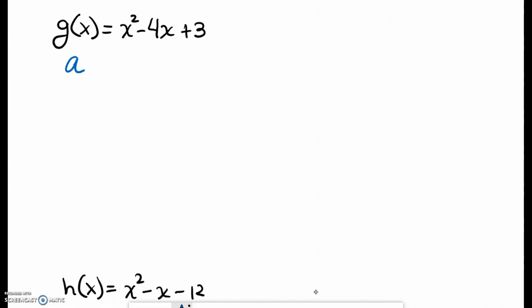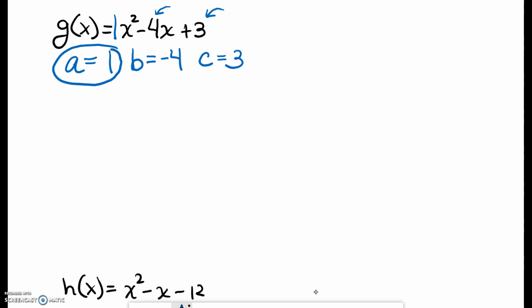We have A. A is the number in front of our x squared term, 1. B is the next number here with its sign, negative 4. C is our next number with its sign, positive 3. This is going to be used in our equation. How do I calculate h?